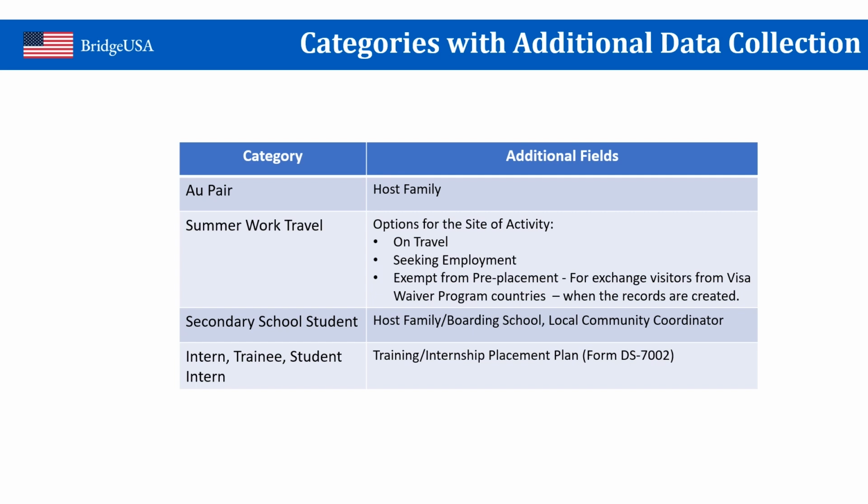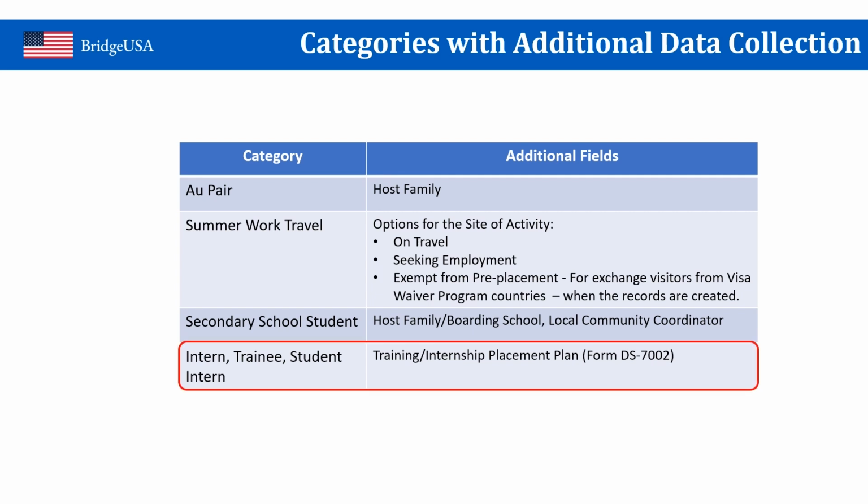This process is the same for most categories, but there is additional data collected for certain categories. This table lists the additional fields for those specific categories. If you are creating a record for an exchange visitor with the category of intern, trainee, or student intern, the additional fields for the creation of the training internship placement plan will be collected at the same time as those for the Form DS 2019.